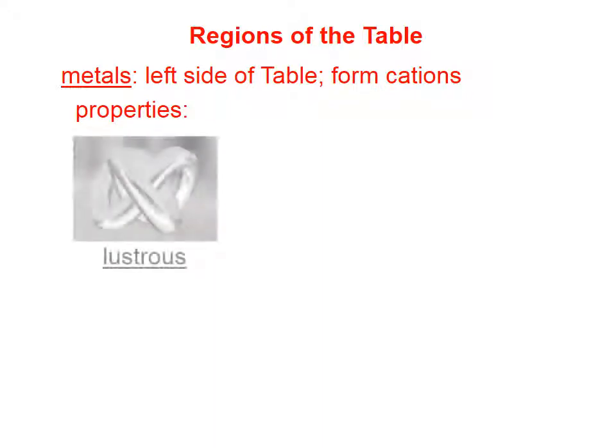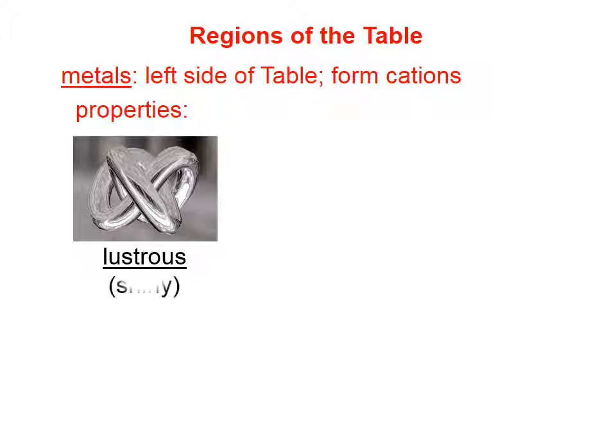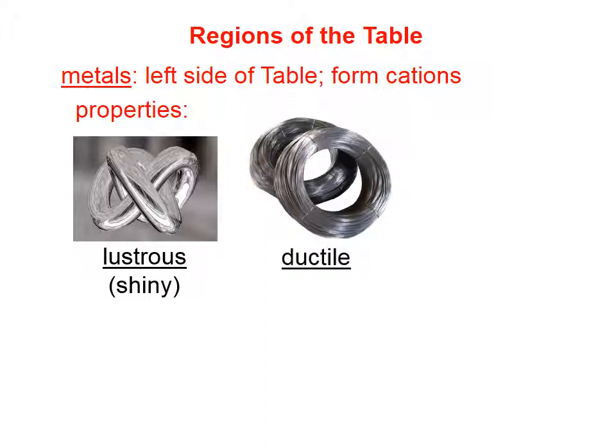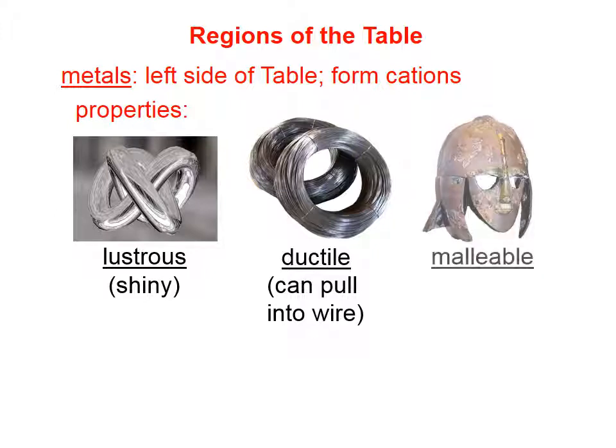The metals are on the left side of the table. They tend to form cations. Properties of metals include luster, that is, metals tend to be shiny. Metals are also ductile, which means you can pull them into wire, particularly if they've been heated a bit.